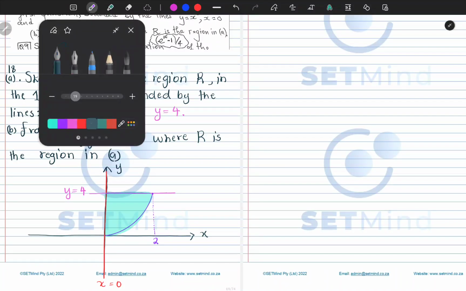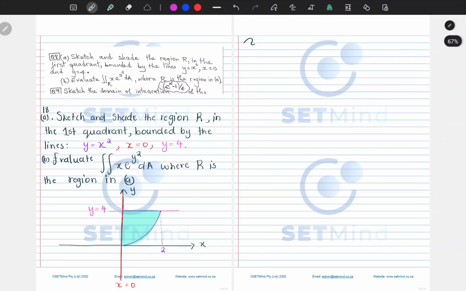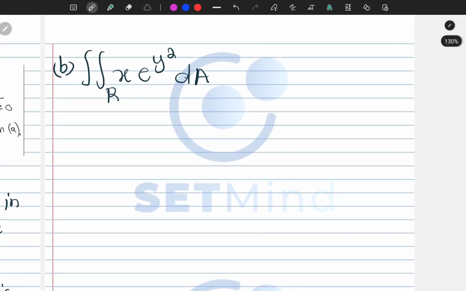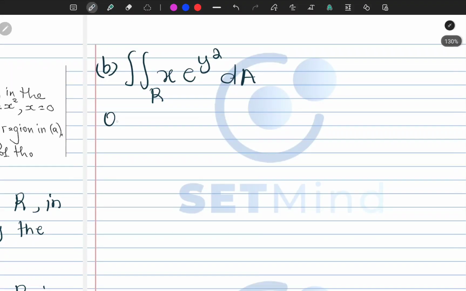So let's quickly go now to B, now that we have R, and figure out how we can integrate that. So for B, we need to integrate x multiplied by e to the y squared dA. And this is in our region R. So we have two options really. So let's explore them.